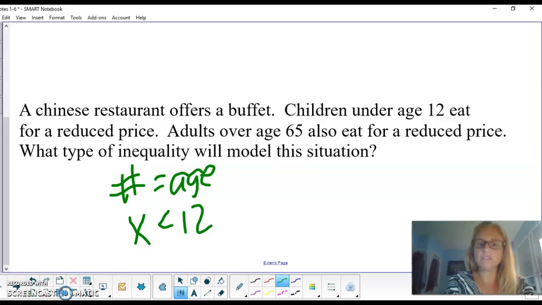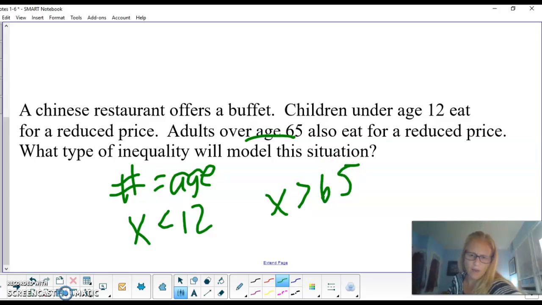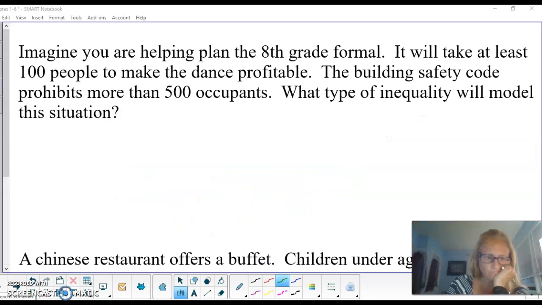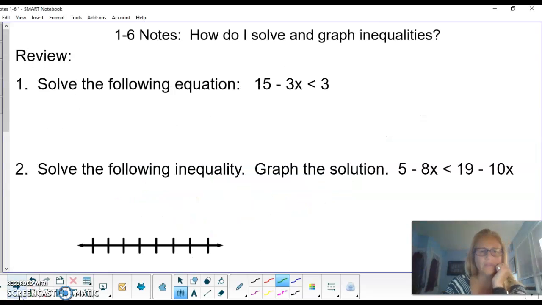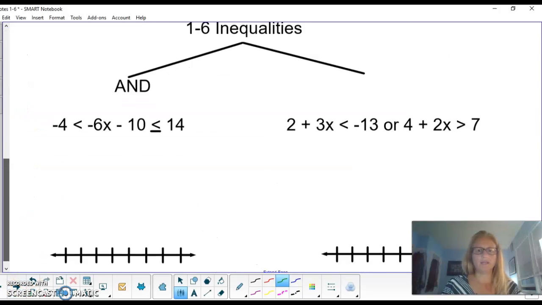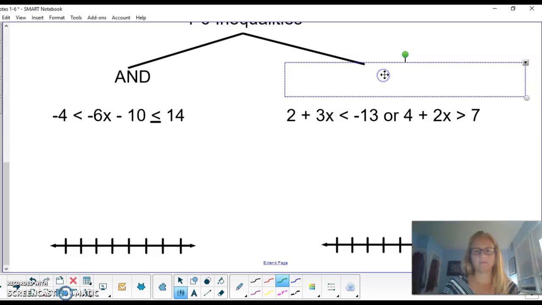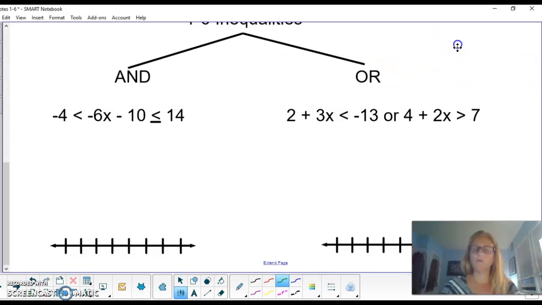But adults over 65, so that would be X is greater than 65. So is this an and inequality? So let's think about this. Can you be an age of less than 12 and older than 65? No. This is the case of the or, where it only has to fit one or the other. And most of the time, you can't fit both. Okay, it's either one or the other. All right, so we're going to go on to type 2, and that would be our or.